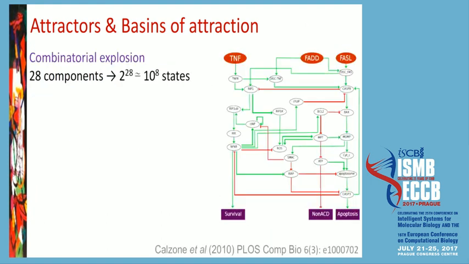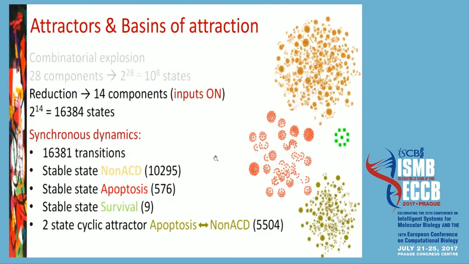So going back to our example, if I want to assess the basins of attraction of my three phenotypes of survival and death, the problem with these larger networks is the combinatorial explosion. So here I reduced the model just to be able to construct explicitly the state transition graph.